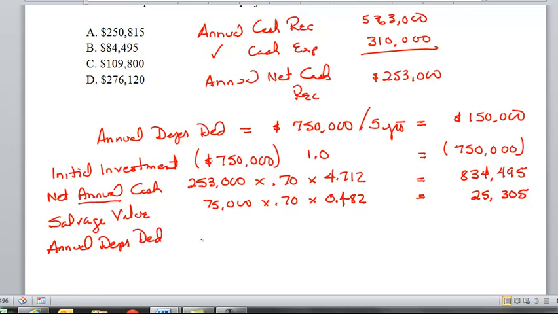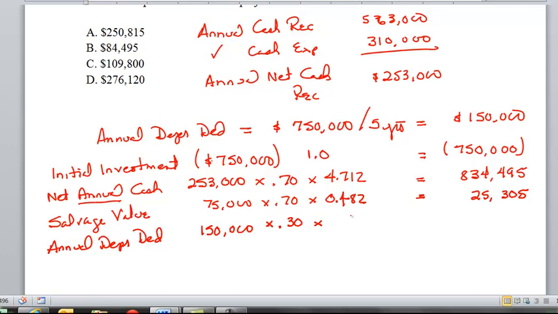Last thing to think about is our annual depreciation deduction. Now remember, the annual depreciation deduction is $150,000. The deduction is a tax deduction. Remember, tax deductions reduce your income, therefore it reduces how much you have to pay in taxes. So you treat it like it is a depreciation expense. So expenses get treated as with a 30% tax rate. We're going to use a different factor though. We're not going to use the 0.482.